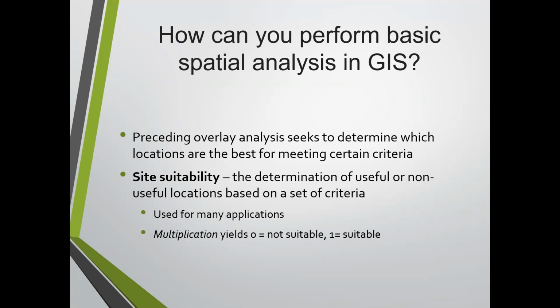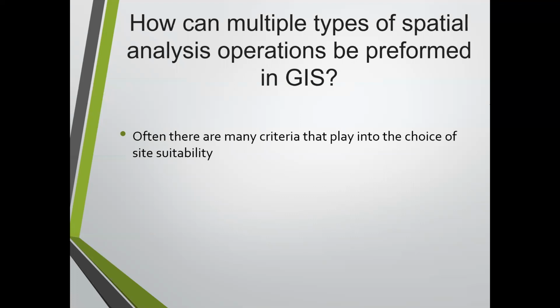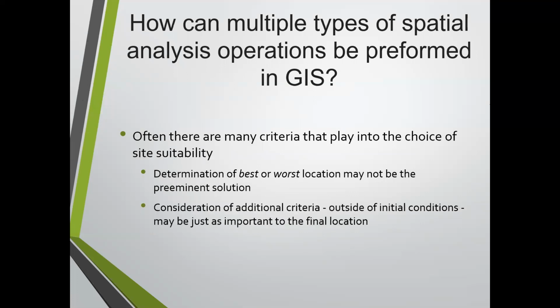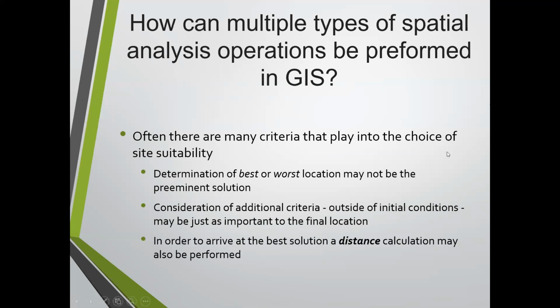And in this case, if you have a lot of criteria, so you have a lot of overlays, multiplication will yield you either a zero, not suitable, or a one, suitable. Addition is going to give you a ranking scheme, okay, especially if you're using multiple layers. And typically, the higher the number, the more suitable, or the more it meets your criteria. Okay, there are many criteria that can come into play in site suitability, like determination of best or worst location may not be the only solution. You might want to consider other criteria outside of the initial condition to get a final answer. And in order to arrive at your best solution, you may have to do a distance calculation as well.